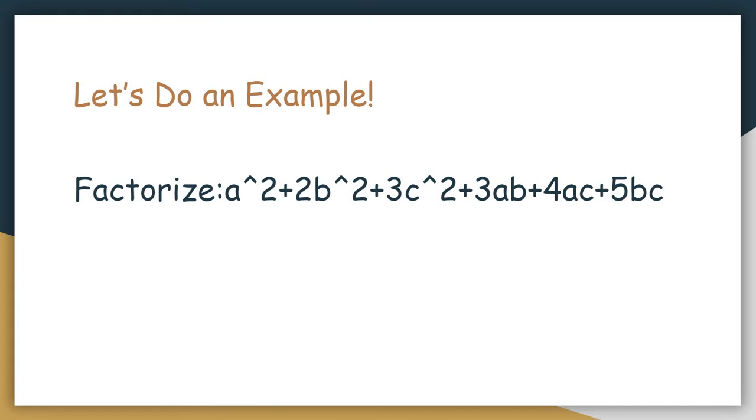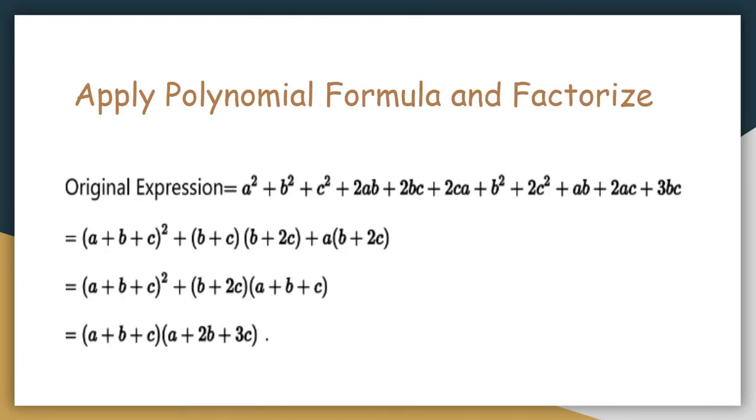Factorize a squared plus 2b squared plus 3c squared plus 3ab plus 4ac plus 5bc. Problem: apply polynomial formula and factorize. The original expression equals a squared plus b squared plus c squared plus 2ab plus 2bc plus 2ca plus b squared plus 2c squared plus ab plus 2ac plus 3bc. You split the expression to this form because it's the well-known form of the polynomial formula we just discussed. So then you can turn this expression into a plus b plus c squared.